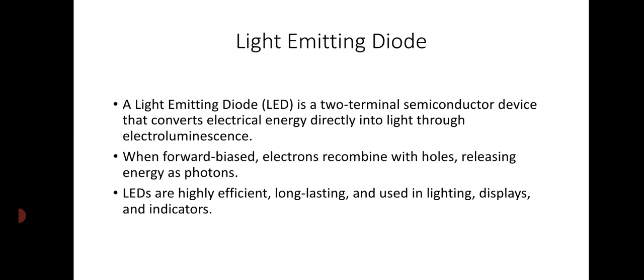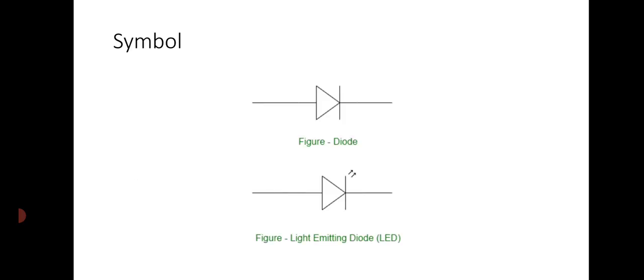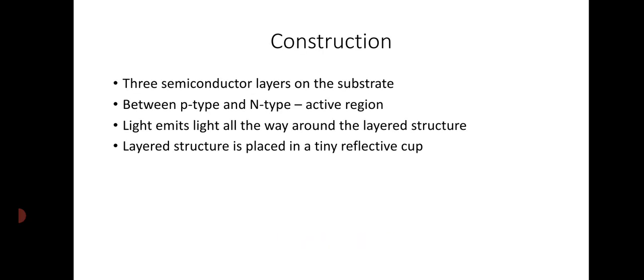That is what electroluminescence is. So this is the symbolic representation of LED. I already told that it's actually a diode. If it emits light, we can say that it is a light emitting diode. Okay. Then next, construction. How to construct this LED?